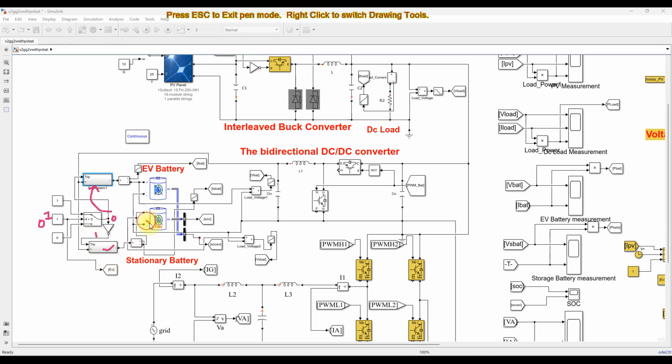So then the stationary battery will be connected when the signal will be 0. So the stationary battery will be connected to the system.